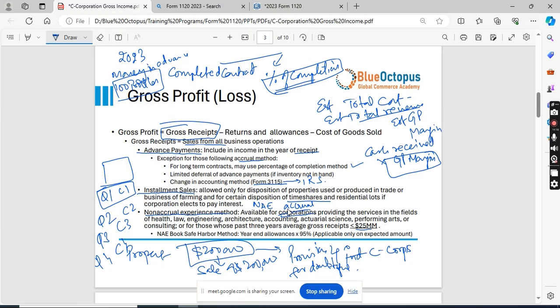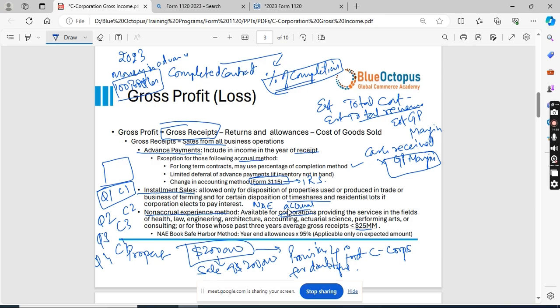So how can it happen? Depending on their past experience, if they think that a certain amount is not collectible in future, you can take that as an expense. So this leverage is allowed only for such companies, and for that they have to elect the NAE method by using, again, Form 3115. You can elect the NAE method to take provision for doubtful debt.